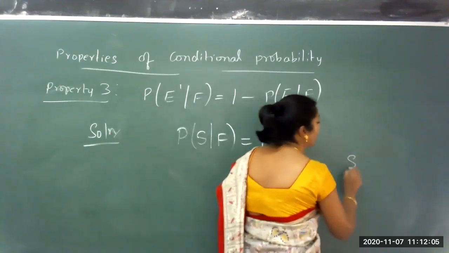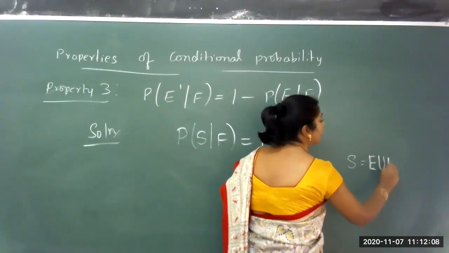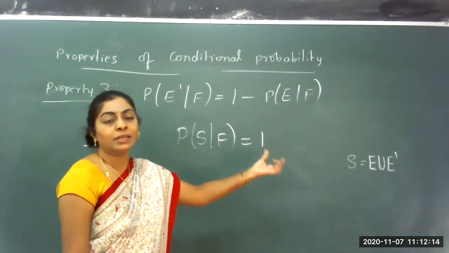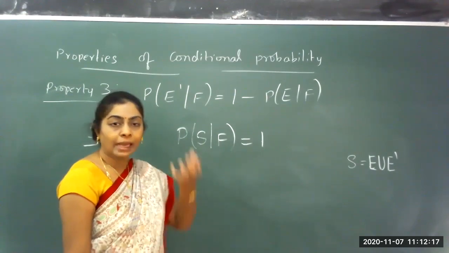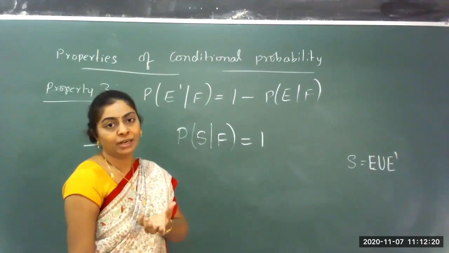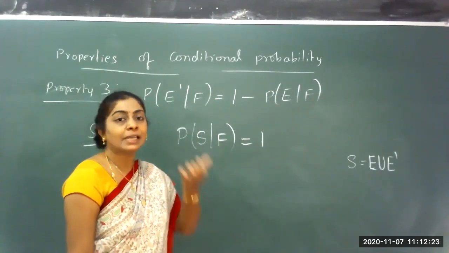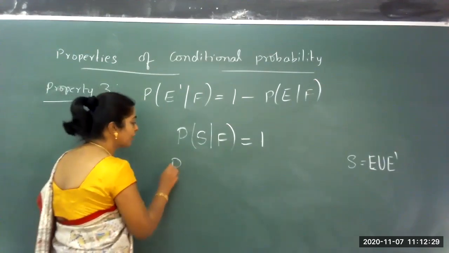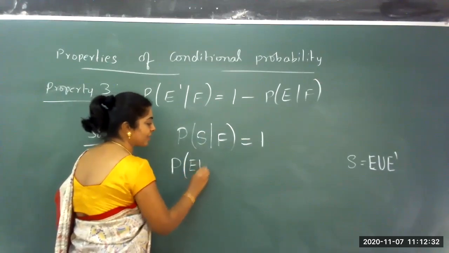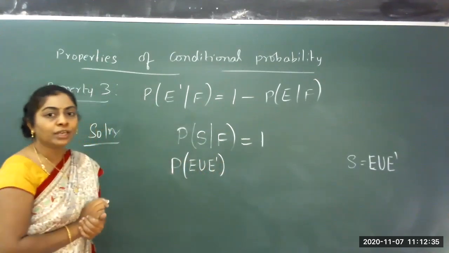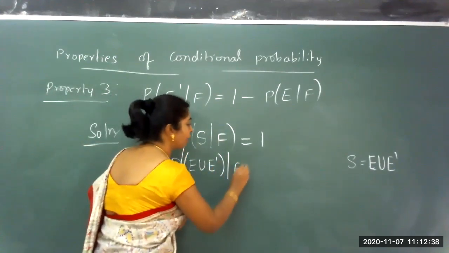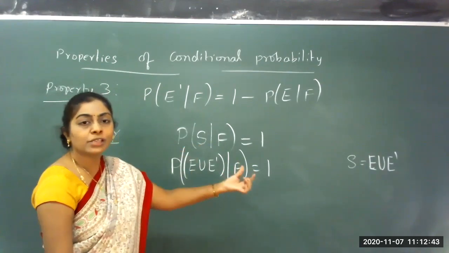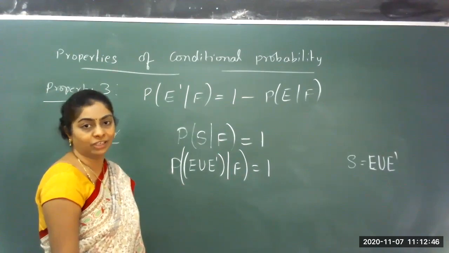Can I not write the sample space S as equal to E union E dash? If I have an event, E union its complement is nothing but the complete sample space. An event is given, you write the complement of that. The union of both of them, that is the elements in E and its complement, is nothing but the total sample space. So using that, I can replace S as E union E dash, when event F has occurred is equal to 1. In place of S, I will replace this because I know S is equal to E union E dash.